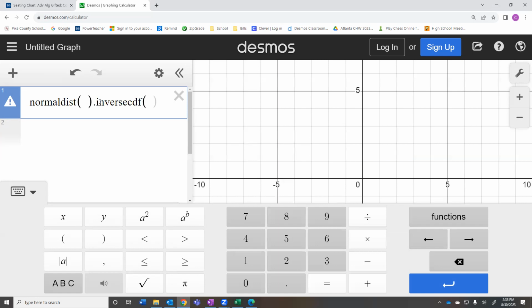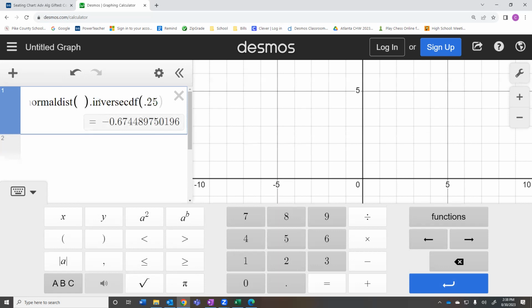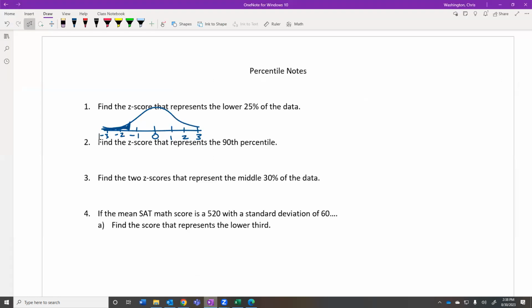And now if I type the percentage that I want to the left of the z-score as a decimal, 25% will not work, but 0.25 will work. So actually I put my z-score in the wrong place. I put it between -1 and -2, and it should have been a little bit closer. It should have been over around -0.67. So if we go back over here, my z-score should have actually been like right here. So what z-score represents the lower 25%? That would be a z-score of -0.67.